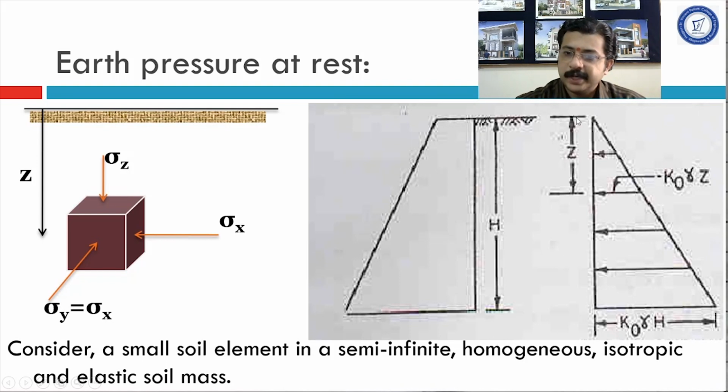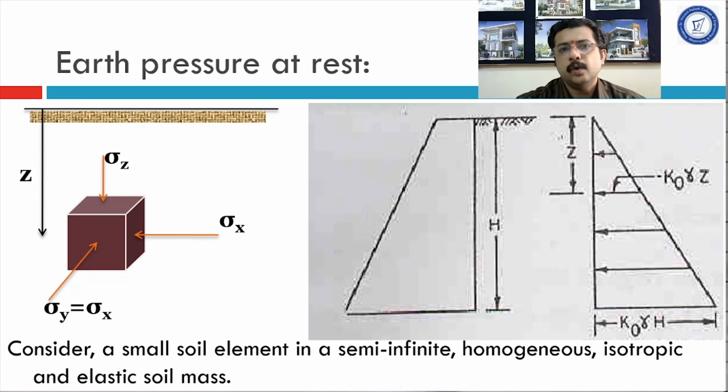Okay, so the pressure distribution is going to be a triangular pressure distribution, which is very similar to hydrostatic pressure variation. So here at depth z, what will be the value of lateral earth pressure? That lateral earth pressure is going to be K0 times gamma z. What is this gamma? Gamma is nothing but the unit weight of the soil, and z is nothing but the depth which we have considered at which vertical stress is to be found out. So that lateral earth pressure is going to be K0 times gamma z.